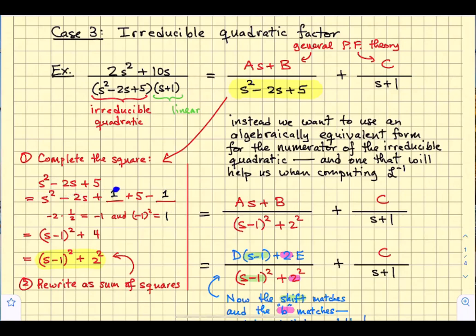And now this will always factor as a perfect square trinomial, as s, this sign, and the square root of this number. And so here we have (s - 1)², and then this is a 4, so we'll rewrite this as 2². And now I will take this irreducible quadratic and write it as a sum of squares. This is going to make it very table friendly in terms of inverse Laplace transforms. So we'll rewrite it like this. Notice that these are algebraically equivalent.